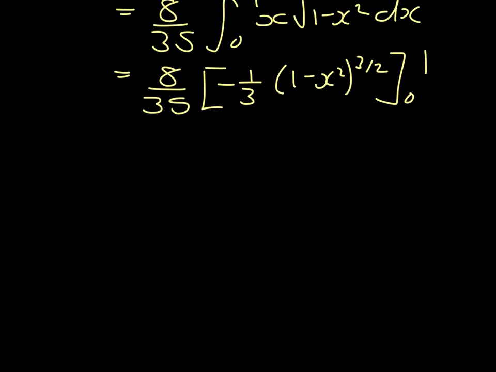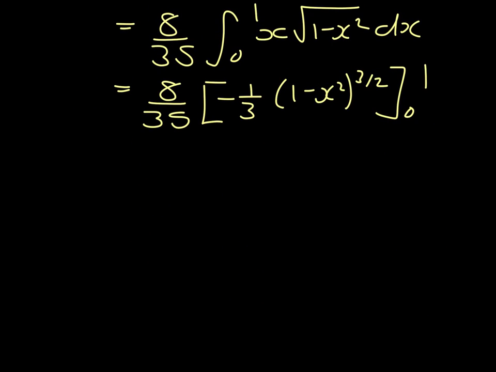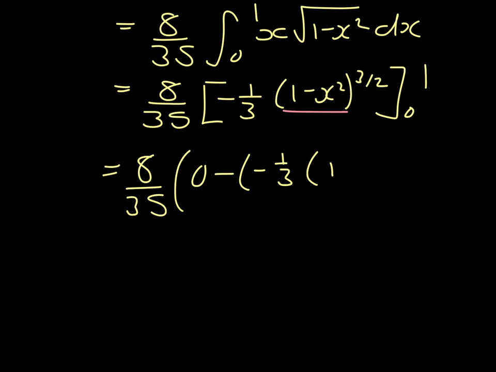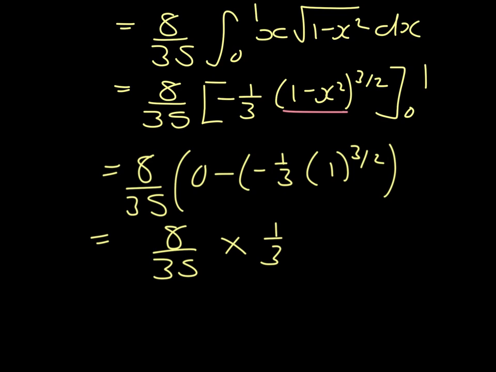What we need to do now is substitute in our values. Whenever I substitute in 1, this is going to be 0. So we have 8 over 35 upon 0 minus 1/3 upon 1 to the power 3 over 2. So that is 8 over 35 times 1/3, which is 8 over 105 as asked for.